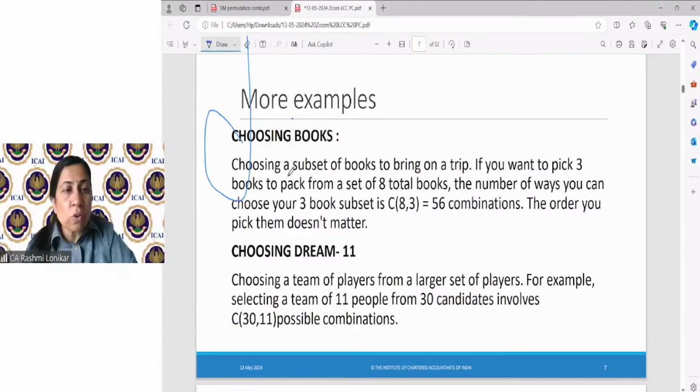So if you want to pick three books to pack from a set of 8 books, what you can do is use combination. When you're choosing the books, it is a combination.